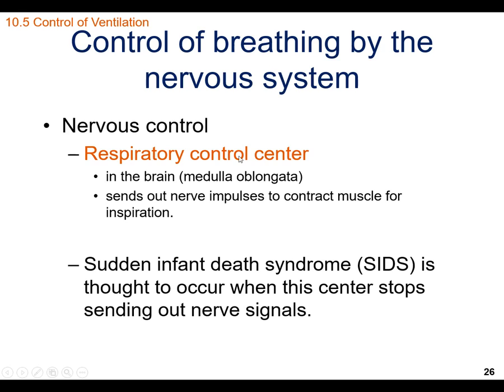So there is a respiratory control center in the brain. This is called the medulla oblongata. And it does some other things, but it does help control breathing. And it sends out nerve impulses to contract muscles for inspiration. Now, one of the really tragic things that can happen is in a very young baby, when the brain isn't completely developed yet, you can get sudden infant death syndrome. And it's thought to occur when, for whatever reason, the medulla oblongata just doesn't send out those nerve signals like it should, and the baby just flat out stops breathing.